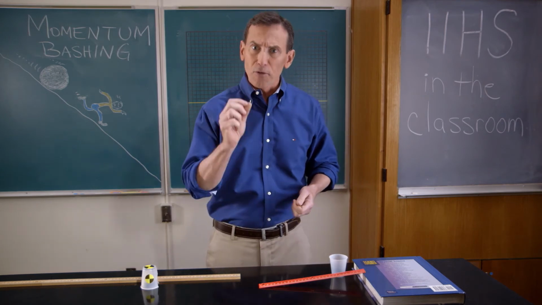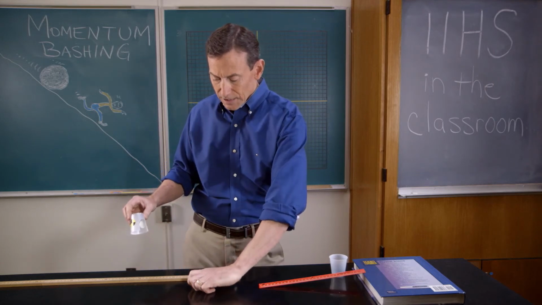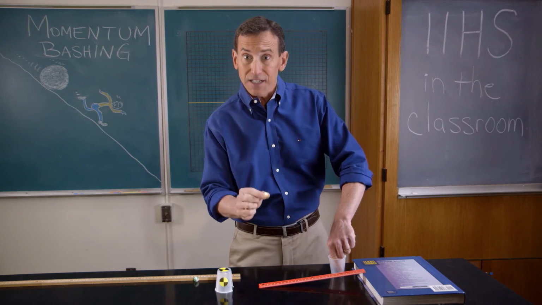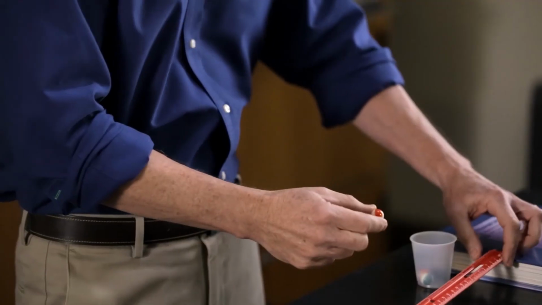Remember, momentum is both mass and velocity. So the other way we could do it is just use one marble in this experiment, but increase its velocity. How are we going to do that? We increase the height of the ruler.